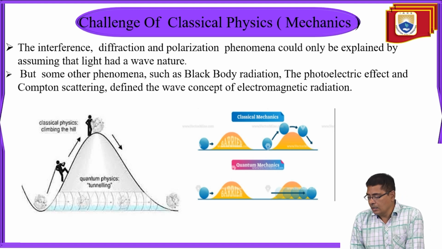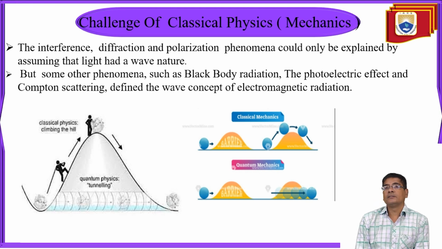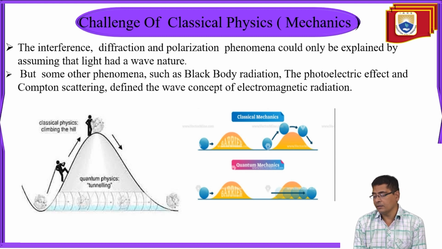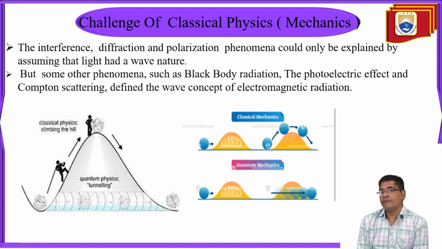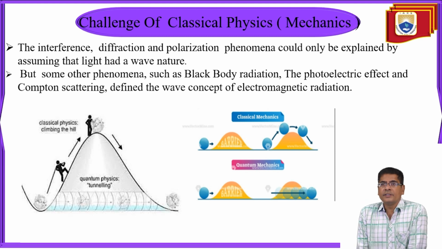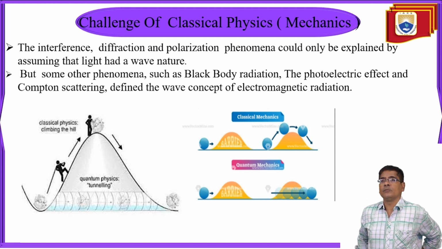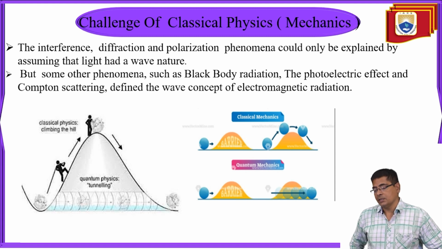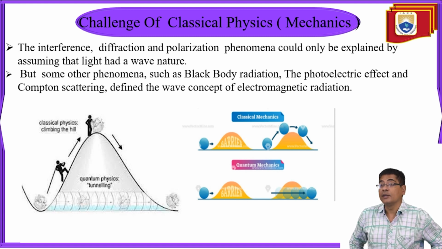But some other phenomena, such as black body radiation, the photoelectric effect and Compton scattering, defy the wave concept of electromagnetic radiation, right? Interference, diffraction and polarization phenomena could only be explained by assuming that light had a wave nature, but black body radiation, the photoelectric effect and Compton scattering do not fit the wave concept of electromagnetic radiation.